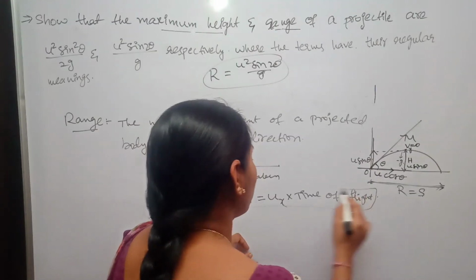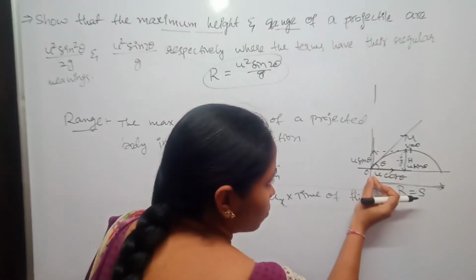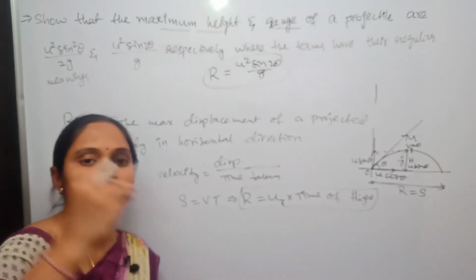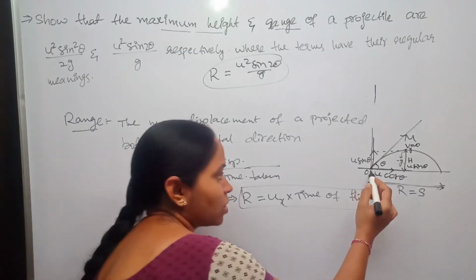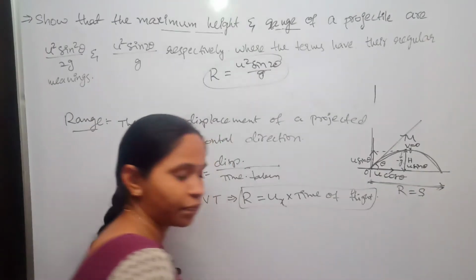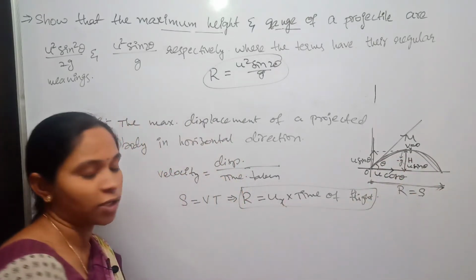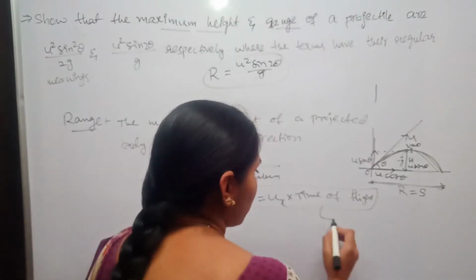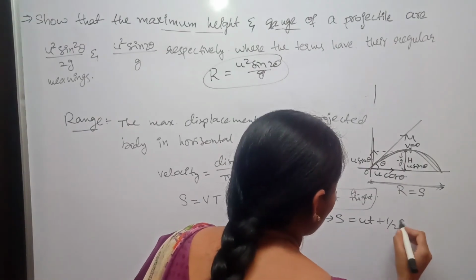What is time of flight? The time taken by the object to reach this maximum displacement when it is thrown or projected. It has to travel through this distance, and the time taken to travel through this distance is known as time of flight. We will derive this time of flight using the equation s is equal to ut plus half at square.